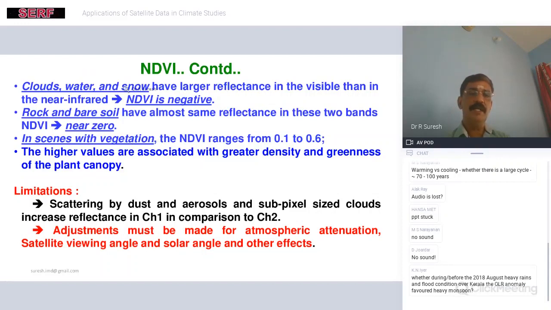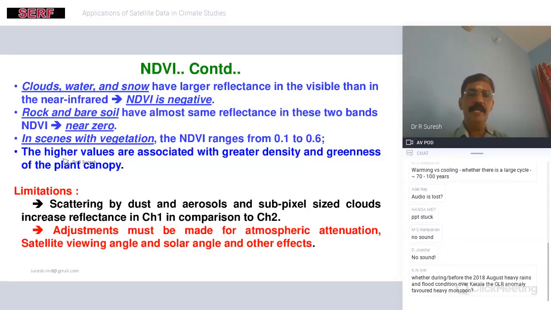Whereas the cloud and water have the vertical reflectivity higher on the visible side than the IR side. That is why the minus contribution will be there in the numerator, and then NDVI will be negative totally. The barren soil as well as the rocks, etc., have similar reflectance on either of the wavelengths. So the subtraction will be almost close to 0. So this is the way of interpretation. Interpretation is very easy in this particular case.